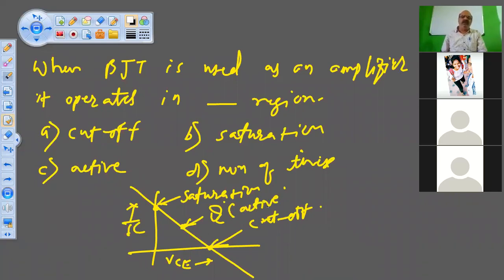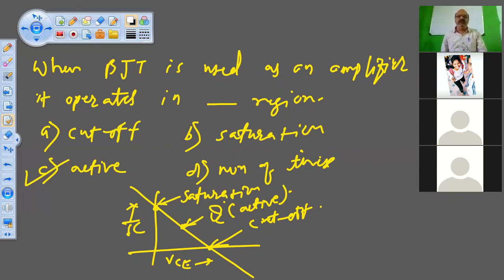That is normally in the center of the load line. Okay, so the correct answer is C. When a BJT is used as an amplifier, it operates in the active region, not in the saturation region, neither is it operating in the cutoff region.